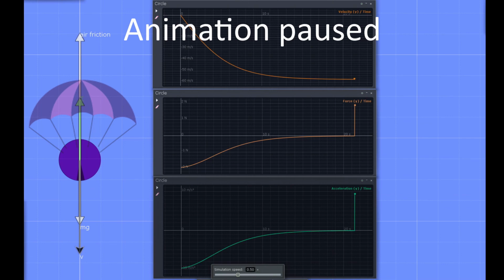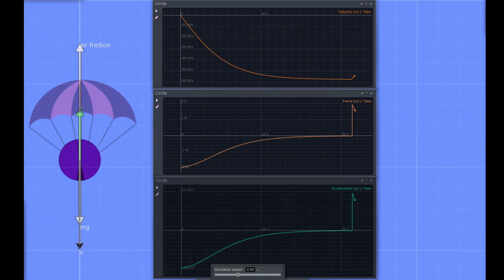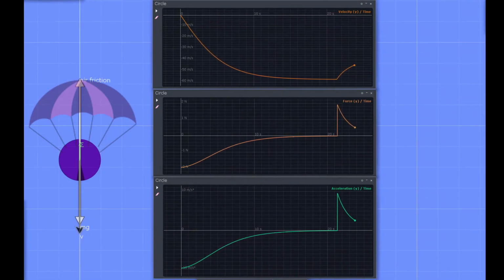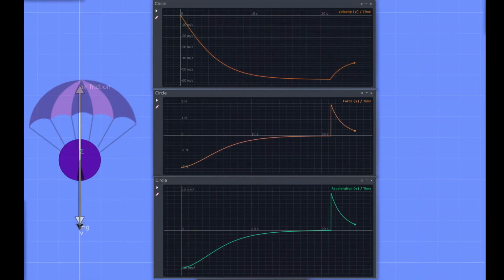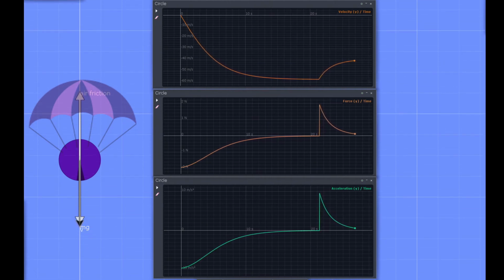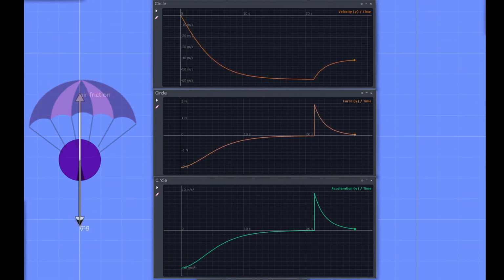A deployed parachute suddenly increases the air resistance. This produces an upward resultant force that causes deceleration. As the ball decelerates, air resistance and the upward resultant force decrease. Eventually, the resultant force becomes zero again and the ball reaches a new, slower terminal velocity.